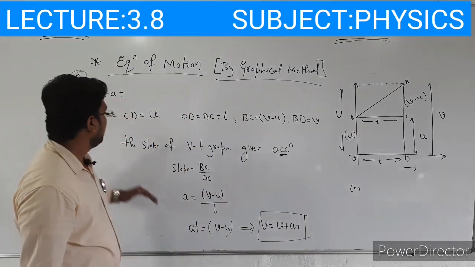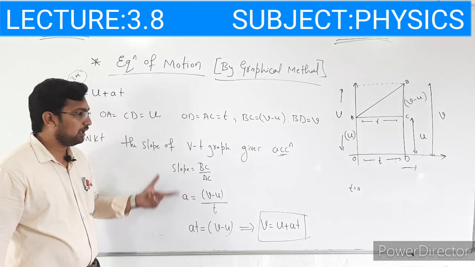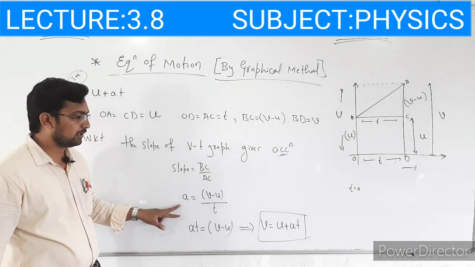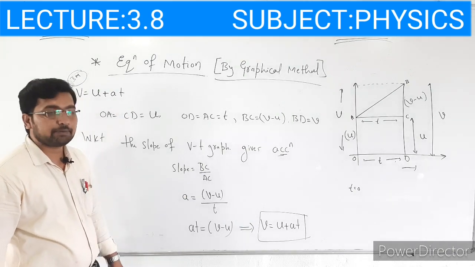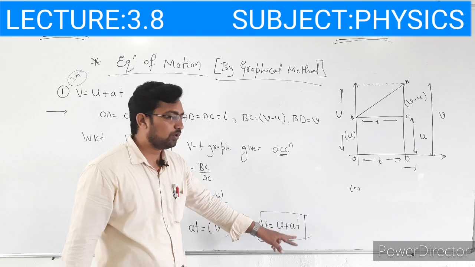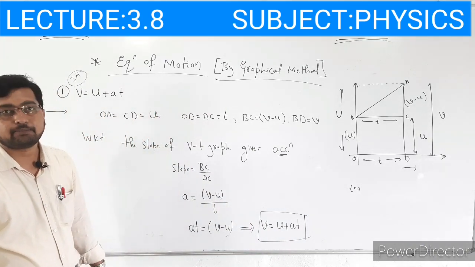Next, we know that the slope of the VT graph gives the acceleration. Slope is equal to BC by AC, then a is equal to v minus u divided by t. So at is equal to v minus u, then v is equal to u plus at. This is very important for your examination.